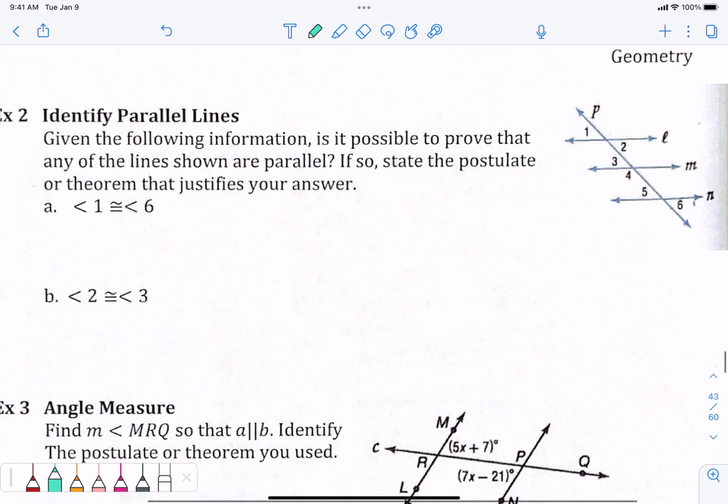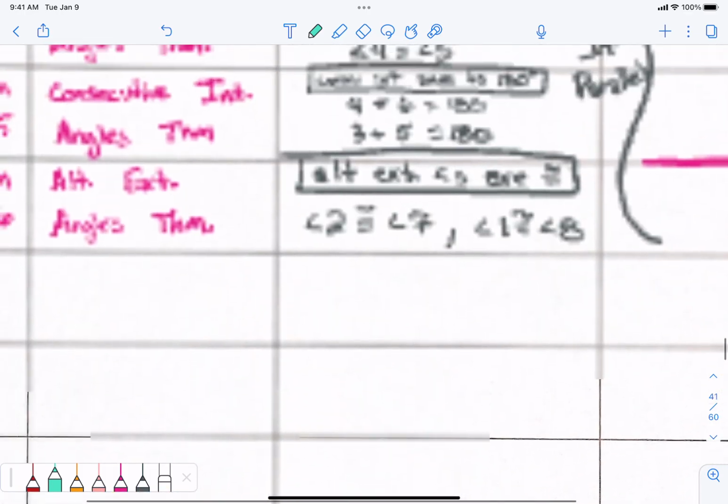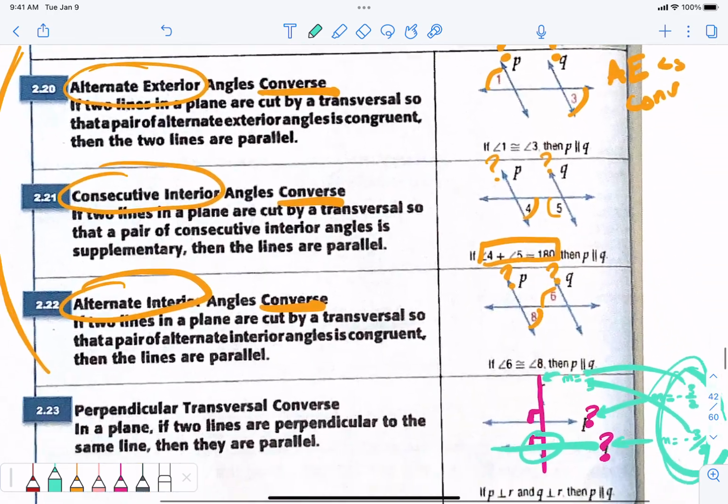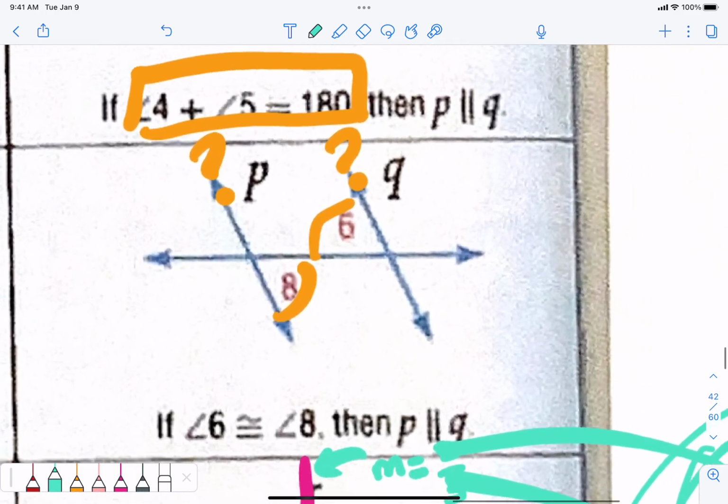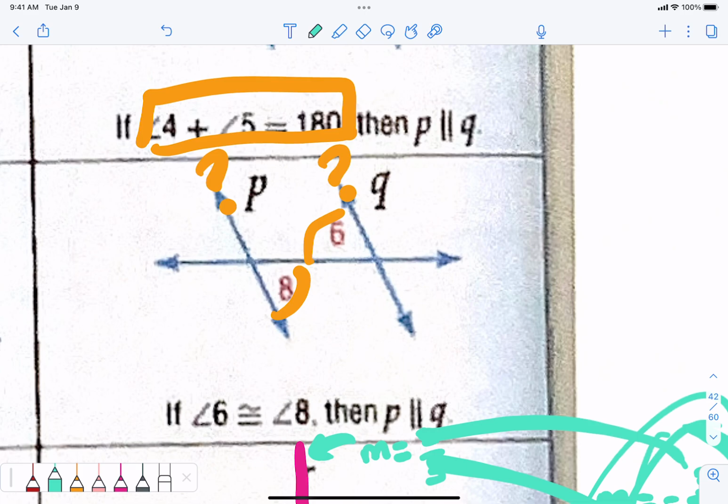Flip over to the back side. Question. Yes, ma'am. For 2.22, the ones above that were like same angle, so they're parallel. One was adds up to 180, so they're parallel. What would the one for the third one be? Go back down to the lesson. On the third one, what would the reasoning be? That they're equal. The angles are equal, so those lines are parallel. So if 6 and 8 are congruent, then those two lines are parallel. Okay.